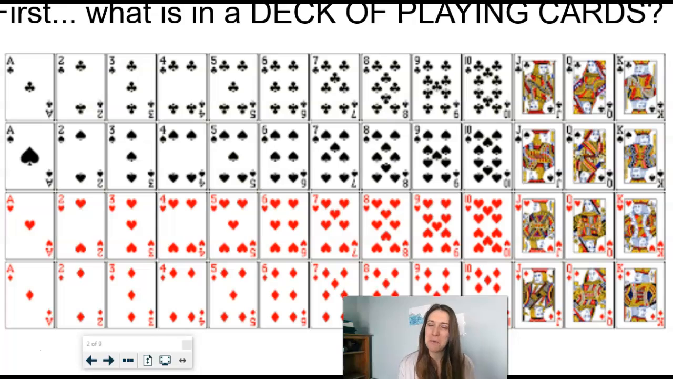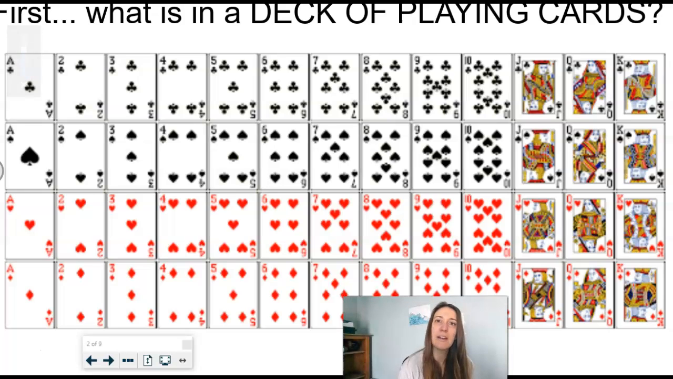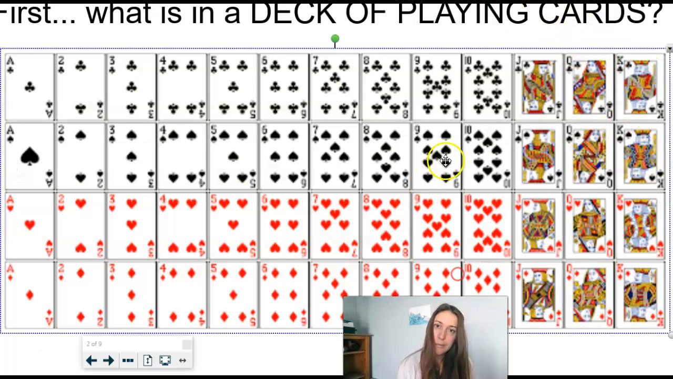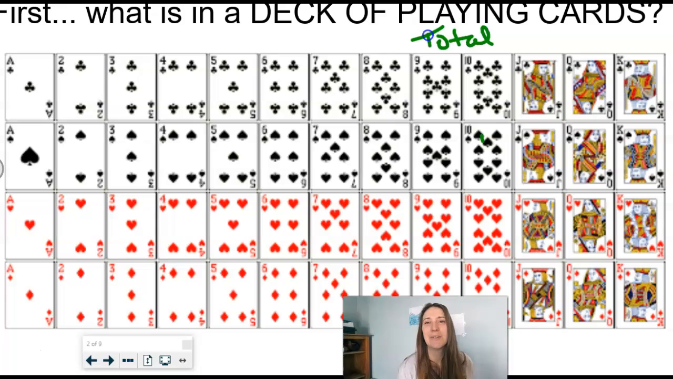You may or may not be familiar with a traditional deck of playing cards. First thing to note, and you can look up this image on the internet on your own, is that there are a total of 52 cards, if you're not including the jokers, in the deck of playing cards.